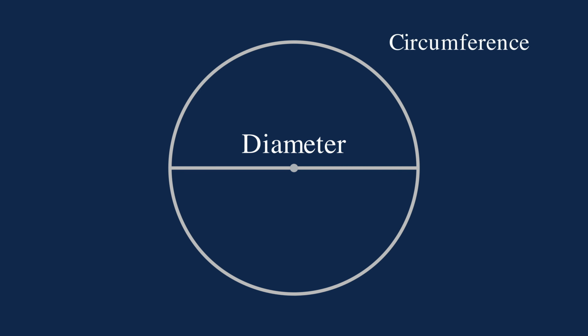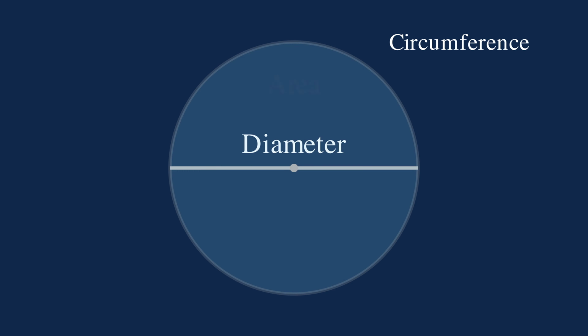A circle is defined as a closed shape whose outwards boundary is equidistant, or equally distant, from the center. This distance is known as the radius, and 2 times that distance is known as a diameter. The outwards boundary referenced before is known as the circumference. The space inside is the area.